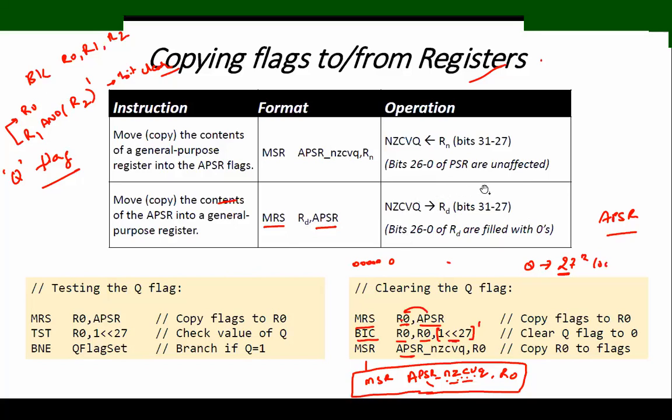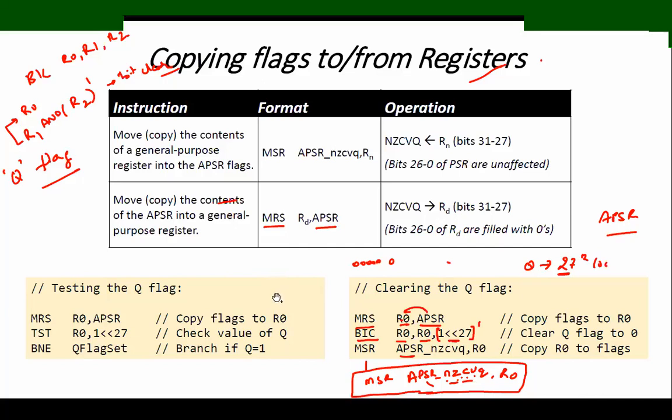So whenever you're transferring from flags to the register, zeros are filled into bits 0 to 26. But when you're transferring from register to flag, only these 5 bits are affected, and bits 0 to 26 are unaffected. Which means flags have a higher priority. Whatever is the value of the flag is written to the register, but from the register you're only manipulating 5 bits of the flag. Only 5 bits are taken.